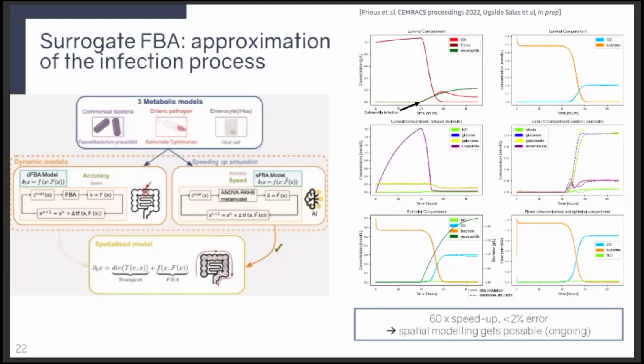And in dotted lines, you have the results of the approximation with statistical learning. And you see that it is very close. Actually, we have less than 2% errors for a 60 times speed up. So that really is useful for us to build a spatial model that we are currently in the process of finishing. So I won't show it now, but it really helps its computation.